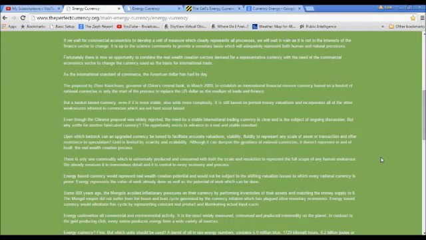Energy-based currency would represent real wealth creation potential and would not be subject to the shifting valuation issues with which every national currency is prone. Energy represents the value of work already done as well as the potential of work which can be done. Since money is energy, why not base it off of energy, right? Well, there's a lot of problems with that, although there's a lot of people that are arguing for it and saying that there's a lot of promise in it.